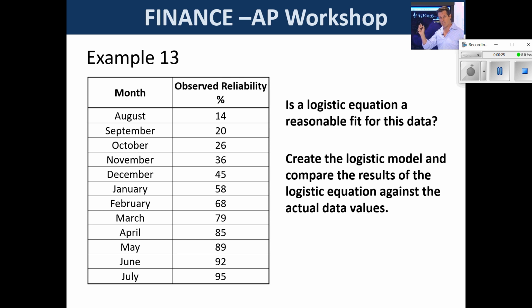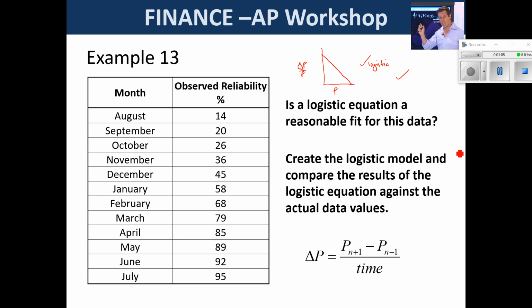So there are some months, observed reliability, it doesn't really matter too much about the context. And we would say, is this data a reasonable fit for a logistic equation? The way that we unpack whether something is a logistic model is if when we look at the rate of change versus the population, we get a linear decreasing function, that tells us that it is a logistic model. So if we want to check if it's a logistic model, we're going to have to play around and get this rate of change versus the population and some of the parameters around it.